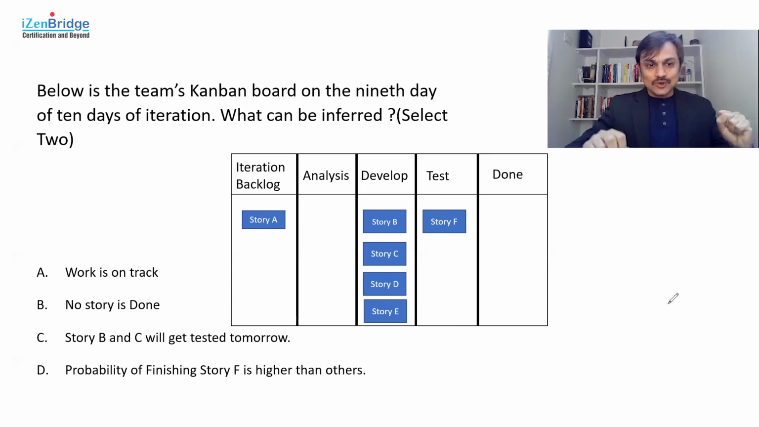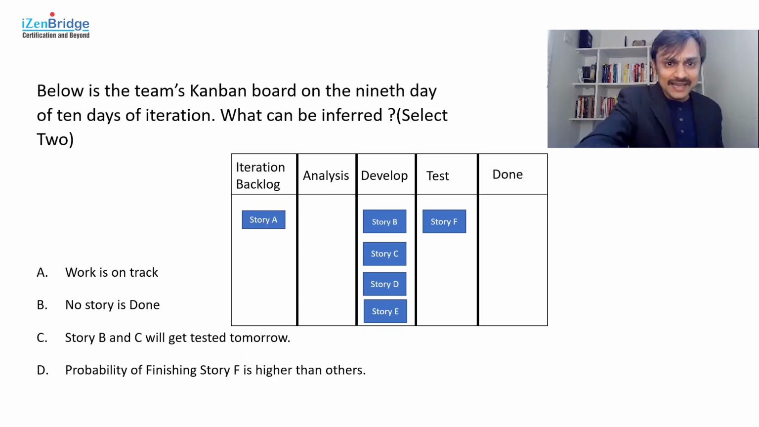Okay. So, work is on track. It is difficult to infer. I can't say seeing this particular graph. Rather, if someone gave me an option saying it can be inferred that work is not on track, that might have been the right option, but we'll stick to what is given to us. So it's difficult to say that.